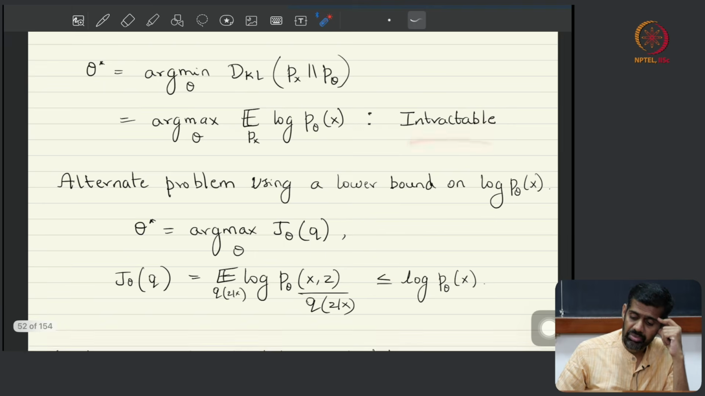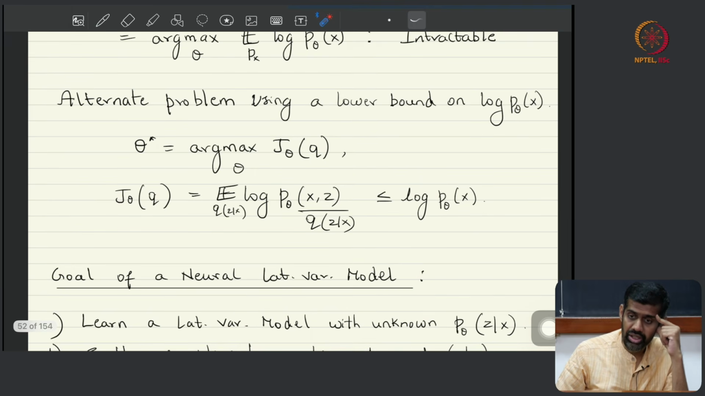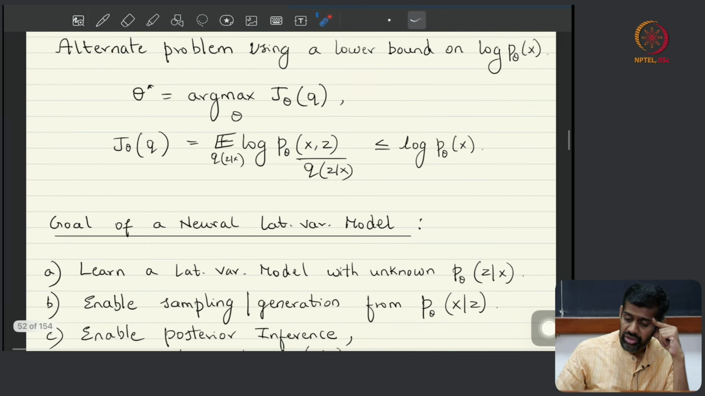That became intractable, and the alternate, surrogate problem is that we optimize the lower bound on the log likelihood, which is what we called the ELBO, which I denoted as J theta of q, which is an expectation of log of p theta of x and z divided by q of z given x, with respect to q of z given x, okay.